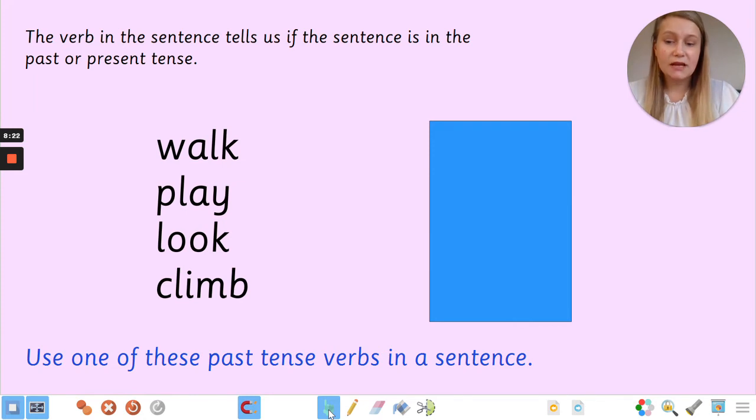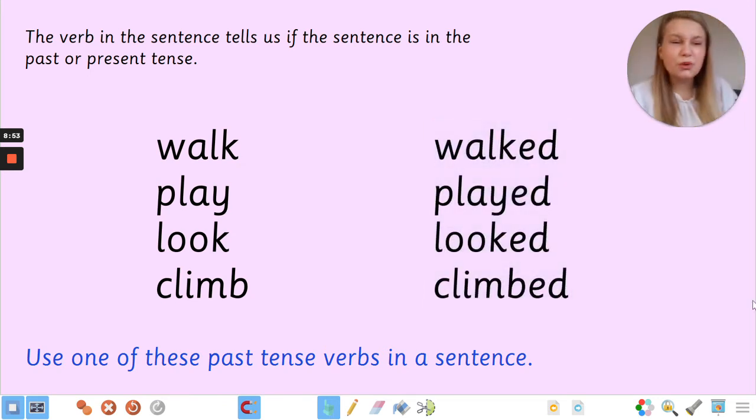Walk, play, look, climb. Okay, so just have a think. Walk will become, play will become, look will become, and climb will become. Think about how these words will be written in their past tense form. So please pause the video and have a go at writing each of these words in their past tense form. Okay, great job. Let's have a look then.